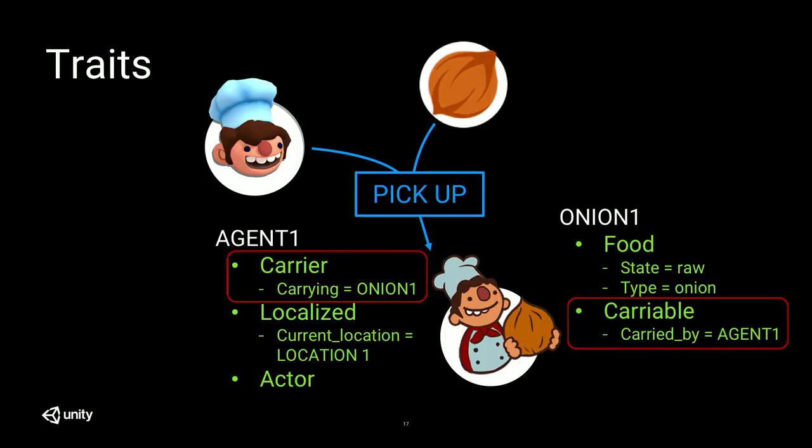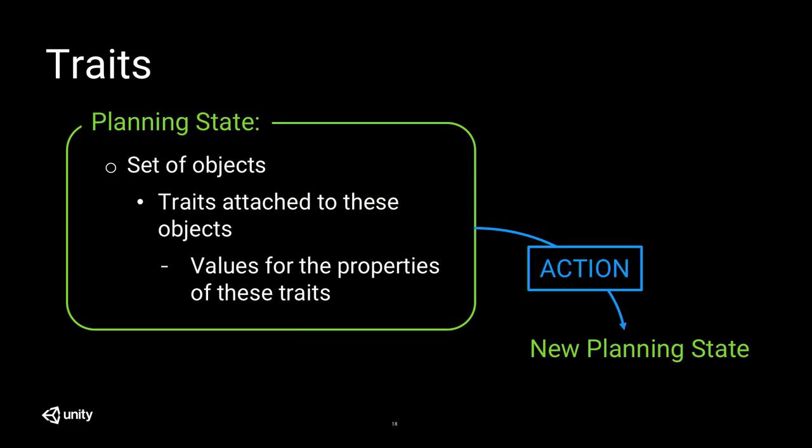So after the action takes effect, we've modified the property values of each of these traits. The carrier reflects this relationship. It's now carrying the onion. And likewise, the onion's reflecting that same relationship in its property value. So formally, traits allow us to define a planning state, which is a set of objects where we have traits attached to each of these objects and then values for each of these properties of those traits. And then when an action has an effect on one or many of these objects, the planning state changes and we have a new planning state.